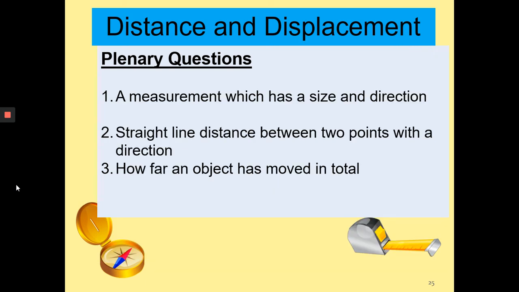How did you do? So if I ask for a vector, the critical thing there is to tell me it's a measurement with a size and direction. If I ask you what's the displacement, that's that straight line distance between 2 points, but you must quote there that it's got a direction because it is a vector. However, when I ask you what is distance, that's just how far an object has moved in total.